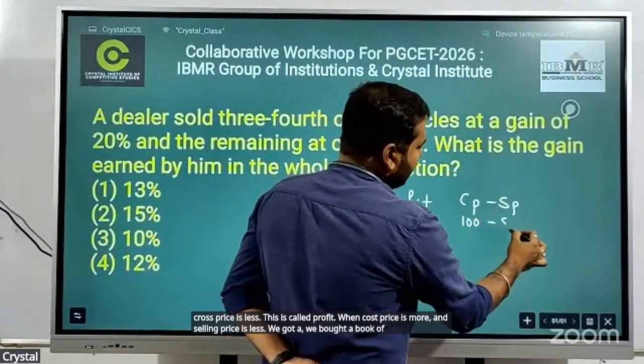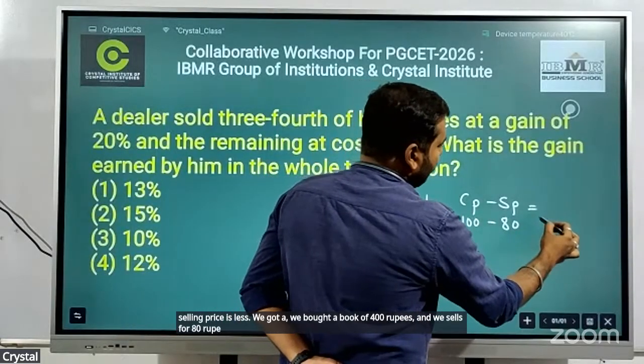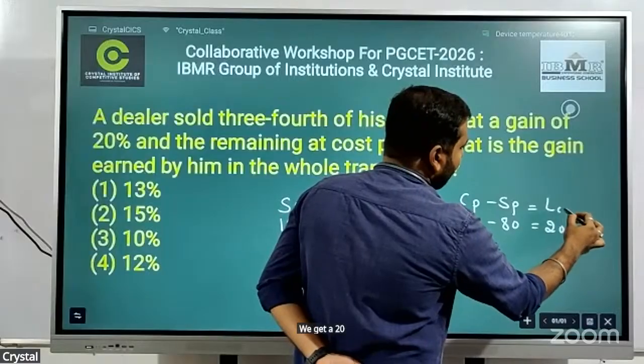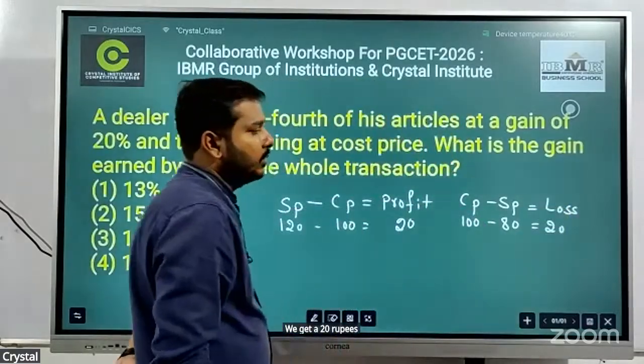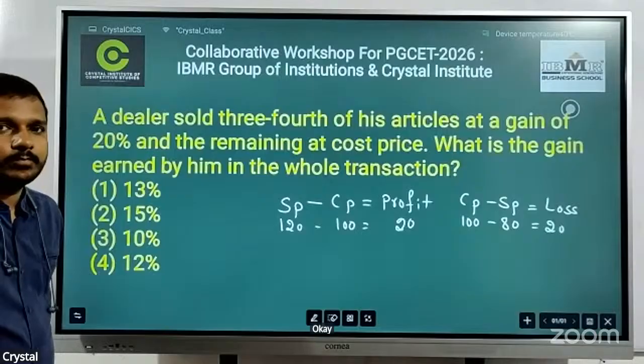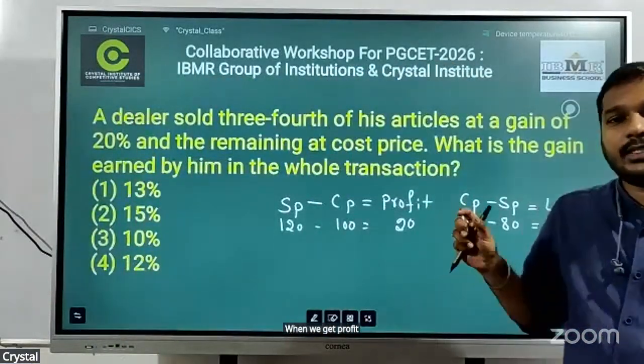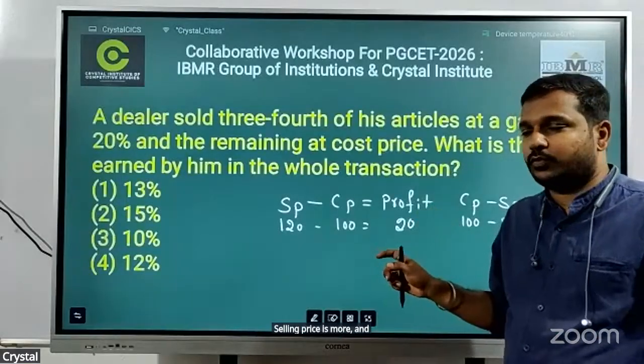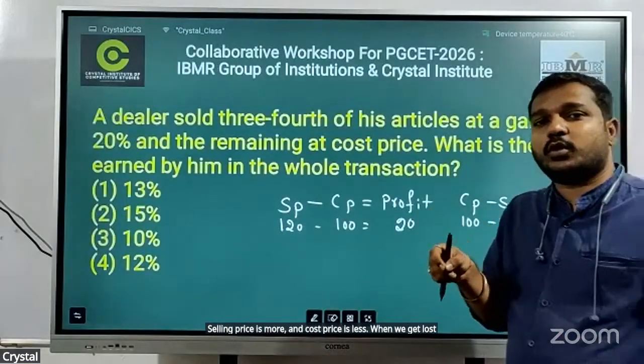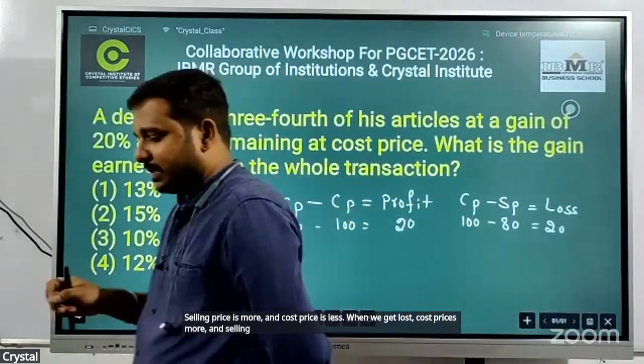When the cost price is more and the selling price is less, say we bought a book for 100 rupees and we sell it for 80 rupees, we get a 20 rupees loss. Okay. When we get profit, the selling price is more and the cost price is less. When we get loss, the cost price is more and the selling price is less.